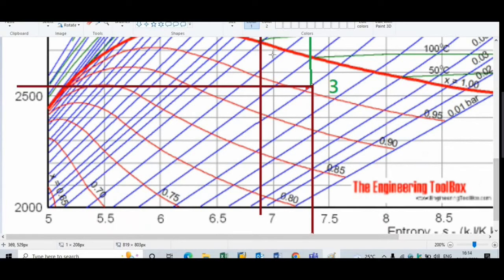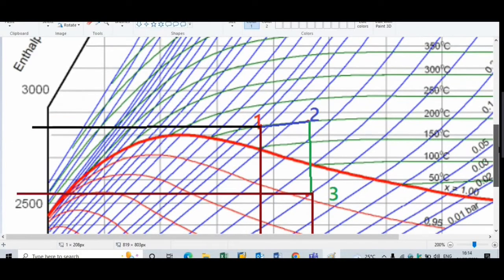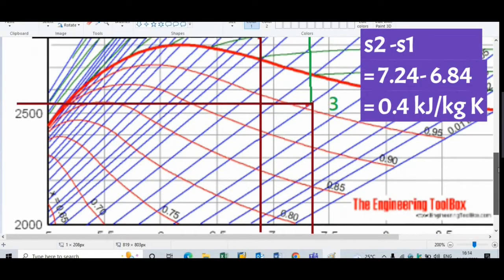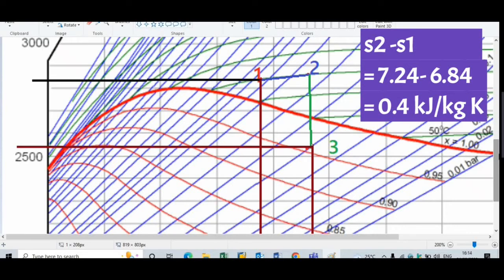Now these are the enthalpies and entropy that we have to note down. Now what is the question? The first question is, during the first process, that is when the process is taking place from 1 to 2, what is the change in entropy? So we have to take the entropy at point 2 minus entropy at point 1, that is 7.24 minus 6.84, which is equal to 0.4 kilojoule per kilogram Kelvin. And the second question is, what is the change in enthalpy? Enthalpy at point 1 is equal to enthalpy at point 2. So the change in enthalpy is equal to 0.